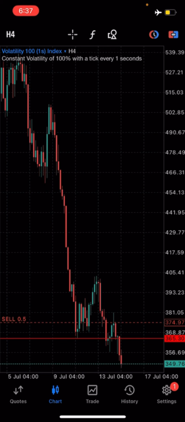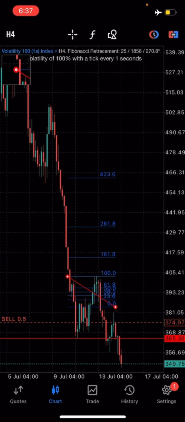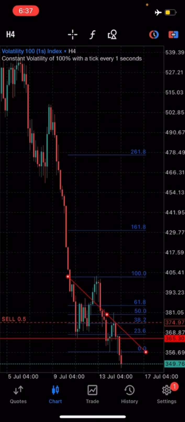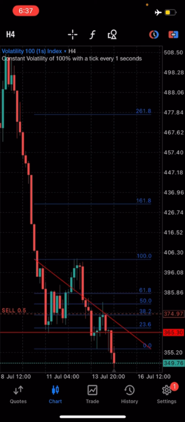So what did I do? I immediately brought out my Fibonacci. I don't know if you guys know about Fibonacci retracements, but this is it. When I brought out my Fibonacci, I drew it from this last lower high down to this lower low. That was exactly what I did. Sorry for that, guys. So I drew my Fibonacci retracement tool.